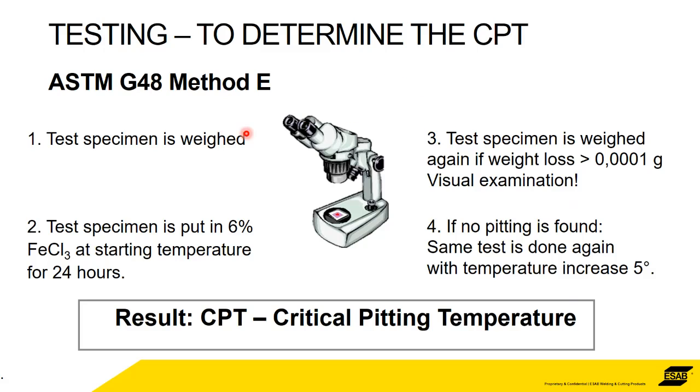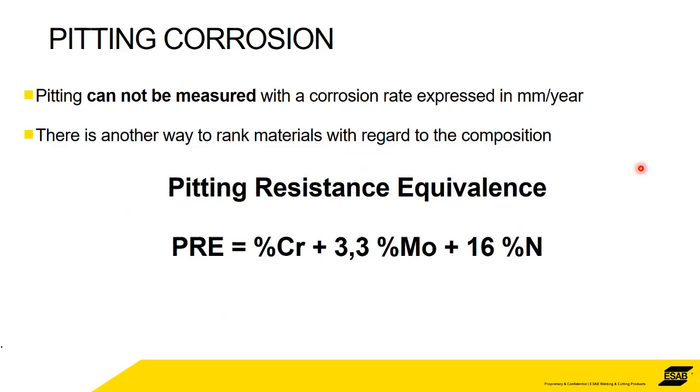And this is, again, weigh the specimen, submerge it in this nasty ferric chloride at a starting temperature, whatever that may be. After 24 hours, weigh it again. If the weight loss is less than a 10,000th of a gram, then there has been no pitting. You increase the temperature by 5 degrees and repeat the test. When the weight loss is greater than that figure, then it has started to pit. That would be the critical pitting temperature.